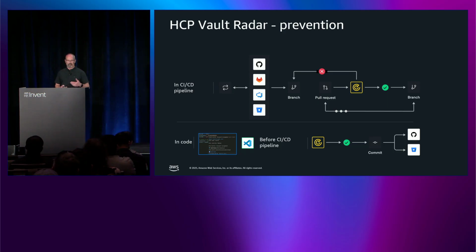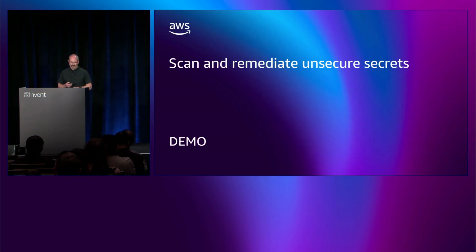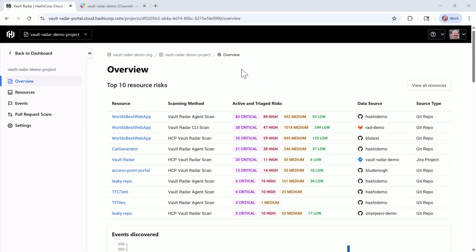And Radar also will scan as far left as your IDE platform. So you can get alerts if there's a secret that's in code. As soon as that gets saved, it'll pop up, give you remediation steps, and the ability to copy that into Vault. But we're also scanning in the CI/CD pipeline and then pre-receive and pre-commit phases as well. So with that, let's take a quick look at what Vault Radar looks like to help you do this.